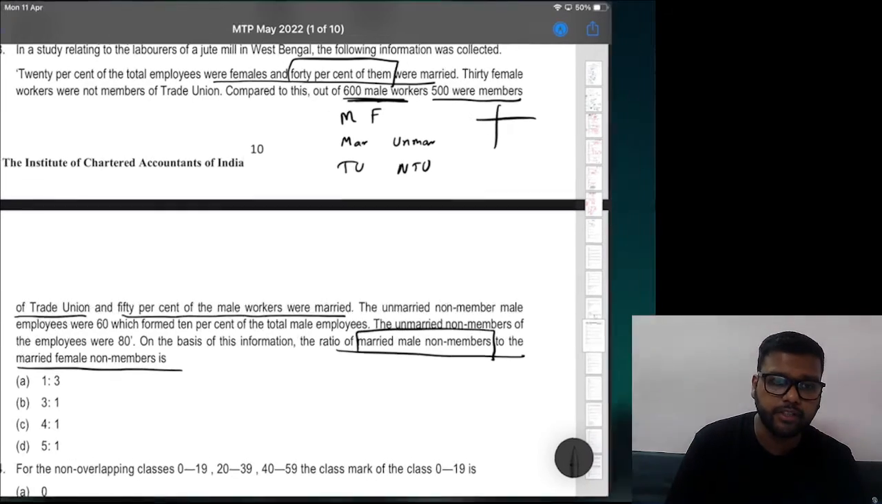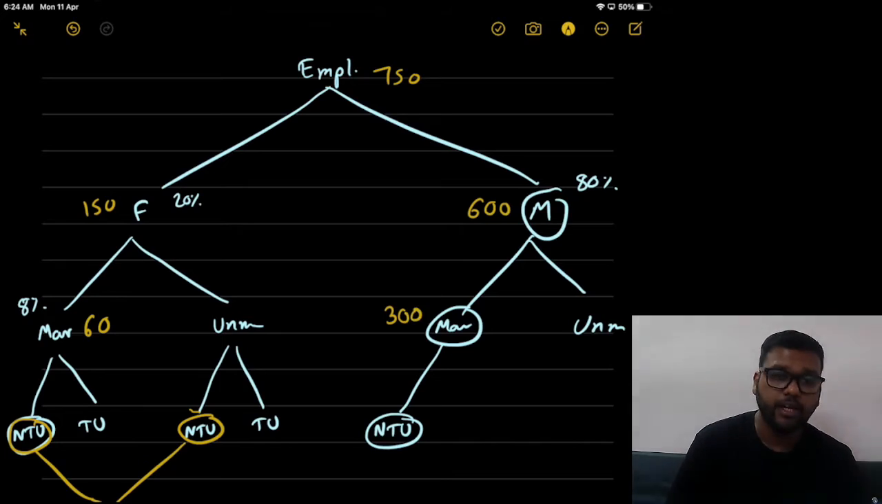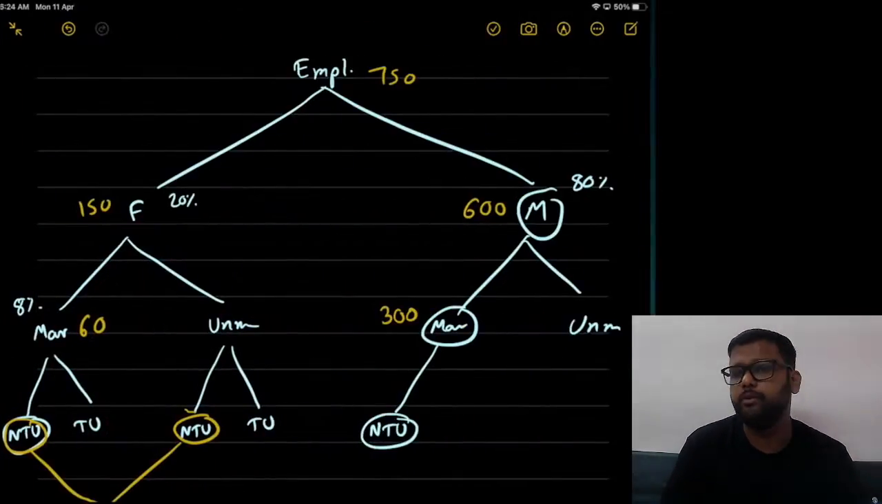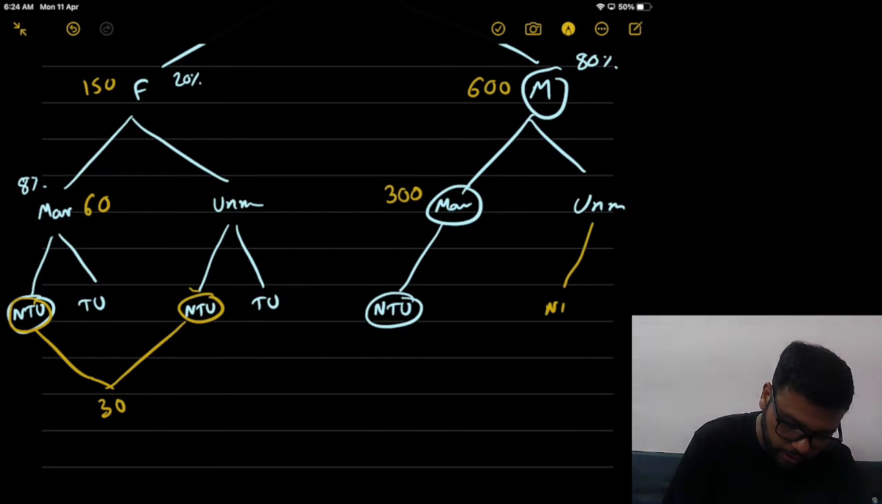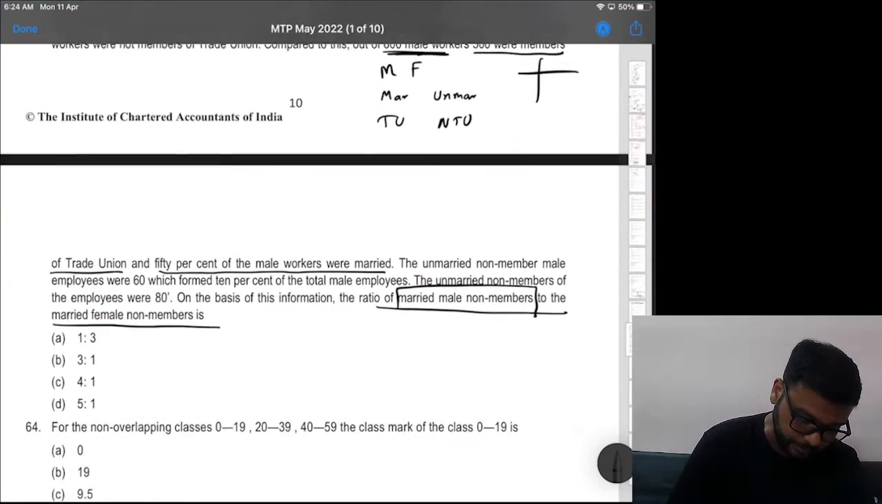We can write married first. 50% were married. That means 300 were married. And they are saying how much? 500 were members of trade union. That means 100 were not members of trade union. So if we write non-trade union, then that means this total is 100. They are saying 100 were not members of trade union, right?